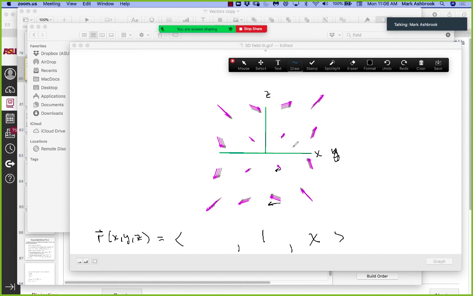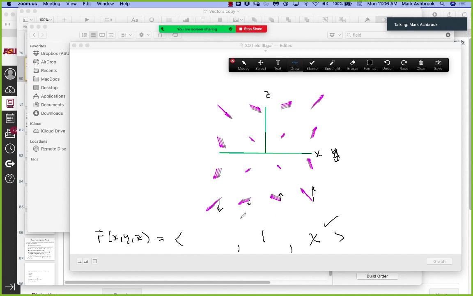Sorry, I'm drawing the wrong thing. The Z components. Do the Z components look like the X coordinate? They sure do, right? As you move further in that positive X direction, your Z component matches that. It gets bigger positive. And then as you move in the negative X direction, your Z components get bigger negative. So that looks like a check.